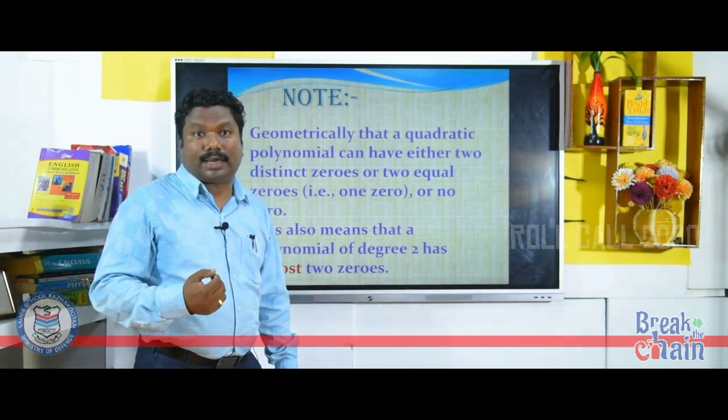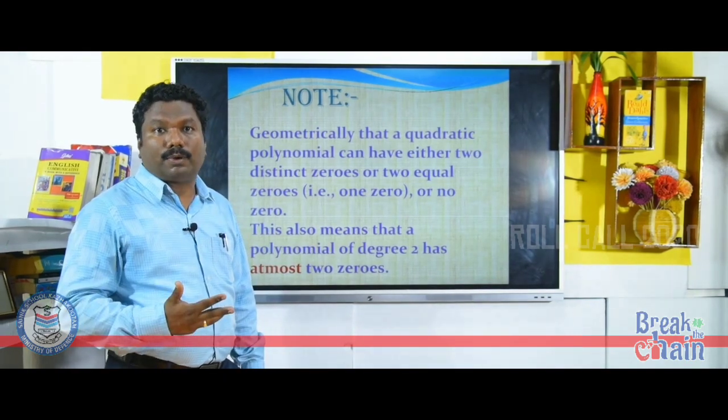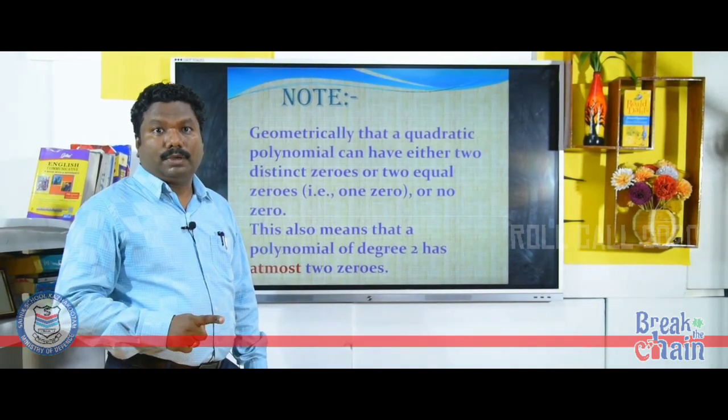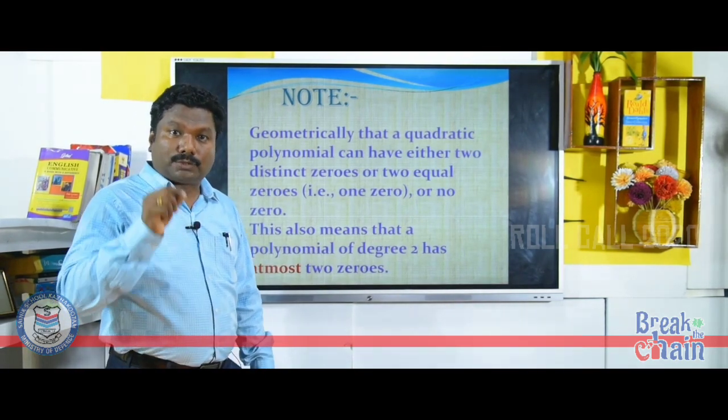So these are the 3 facts. Once again, a polynomial of degree 1, that means a linear polynomial, has exactly 1 zero. It must have 1 zero. Definitely, it is a straight line, so it must pass through the x axis.